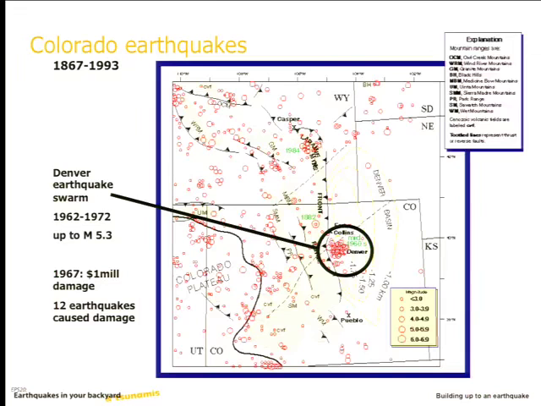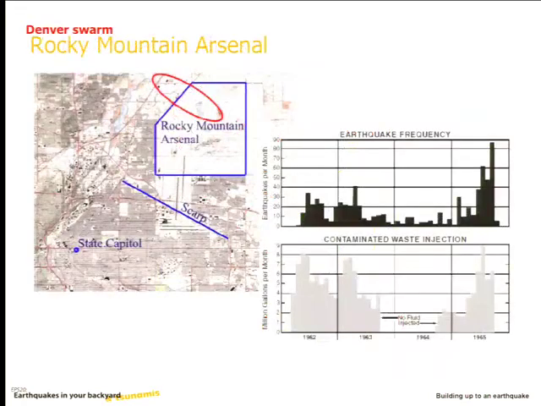People wanted to understand why this earthquake swarm had started. Well, here this is the state capital, so this is Denver, okay? And then this is called the Rocky Mountain Arsenal, a military base. On this Rocky Mountain Arsenal, they'd actually been pumping fluids into a well to dispose of them. These are contaminated fluids, and so they would pump them into this well as a way of disposing of these fluids. And what they realized was that the earthquake swarm was related to pumping fluids.